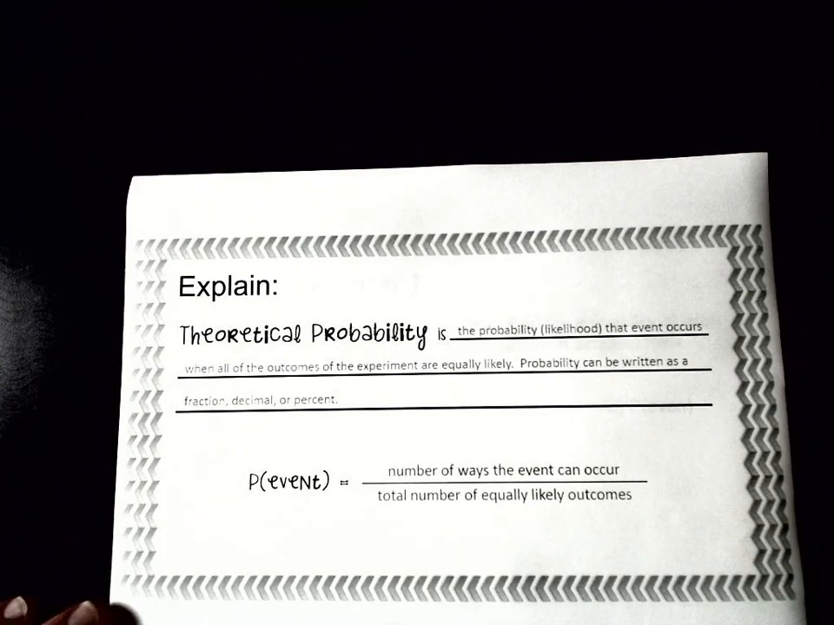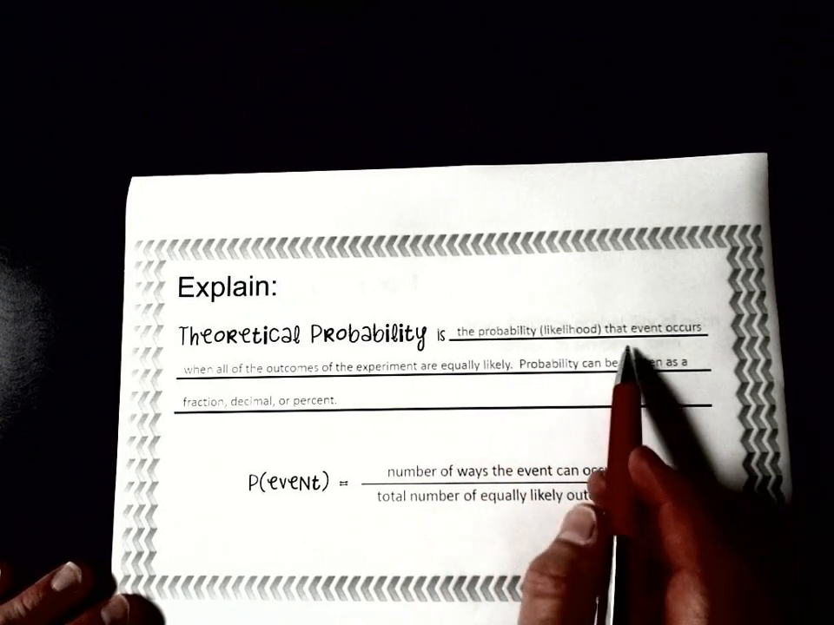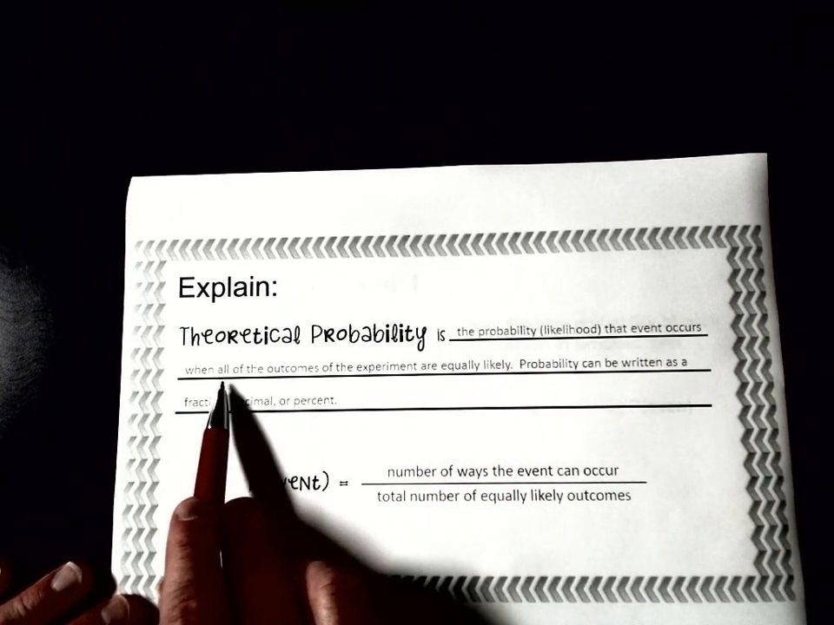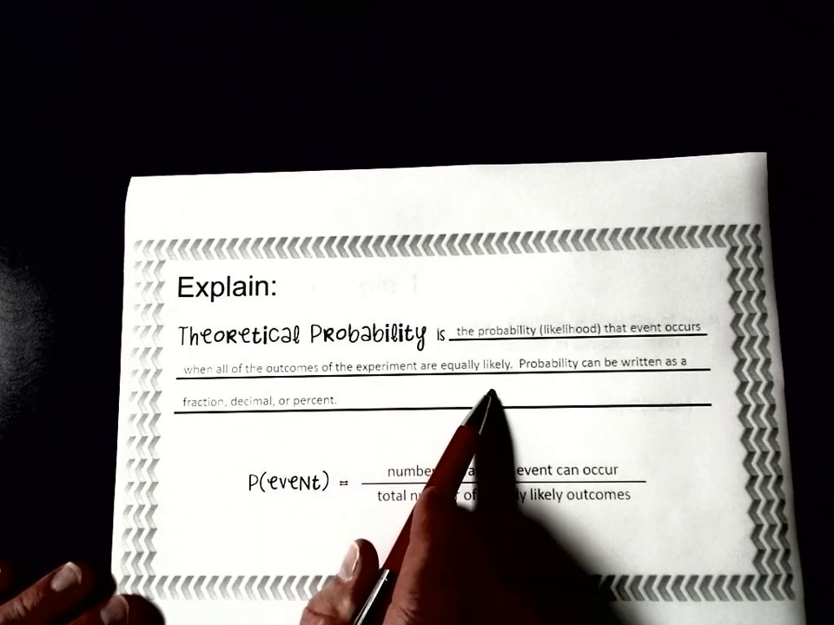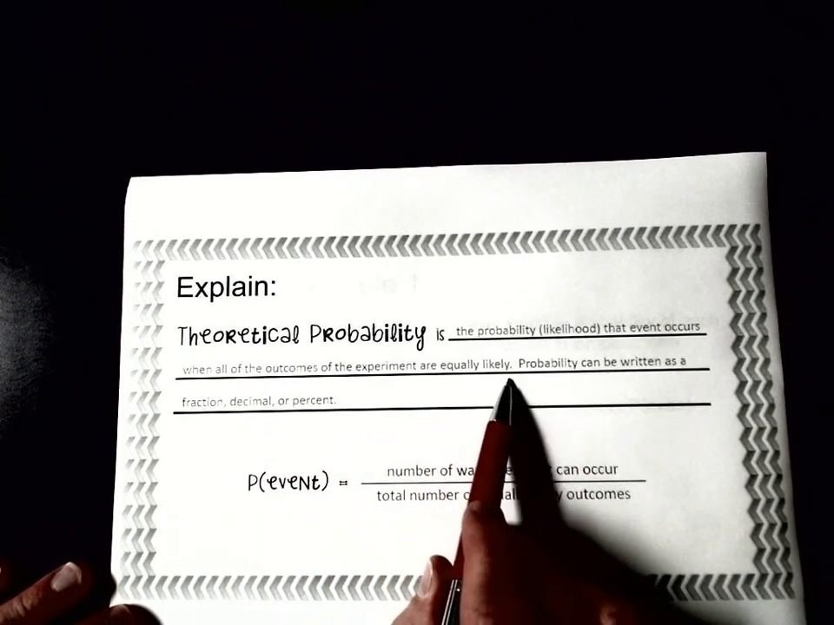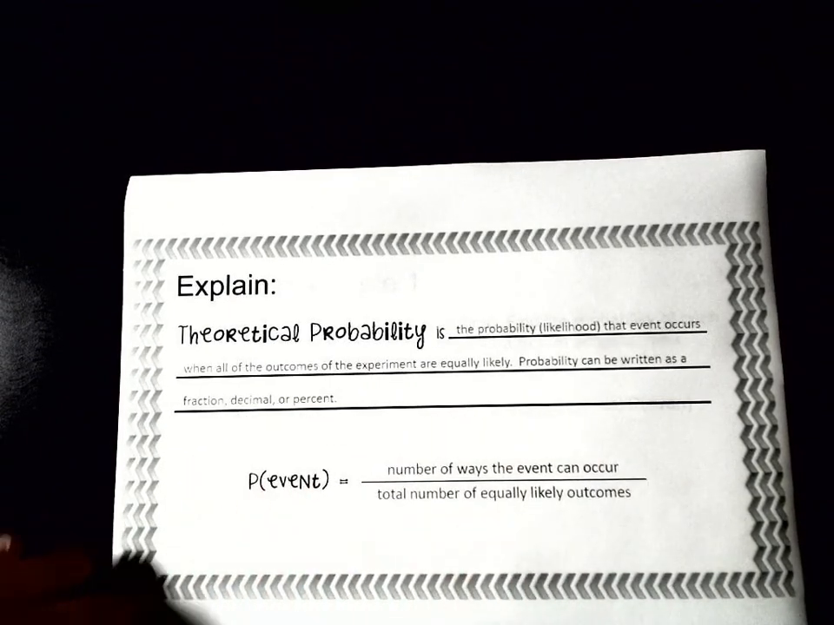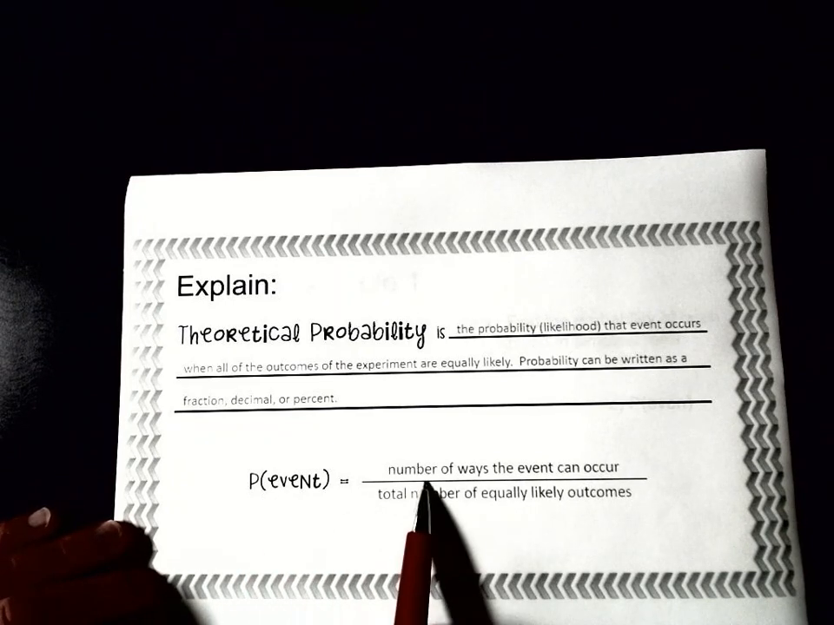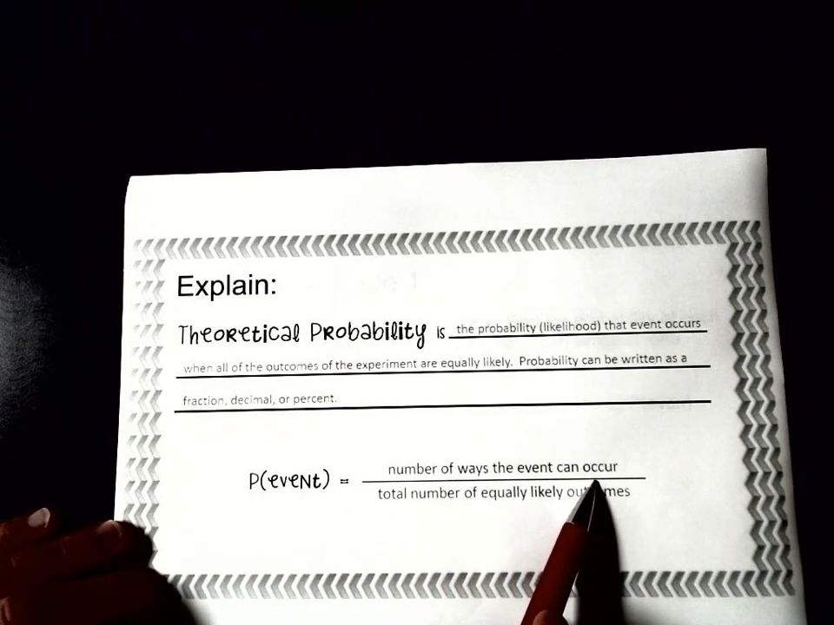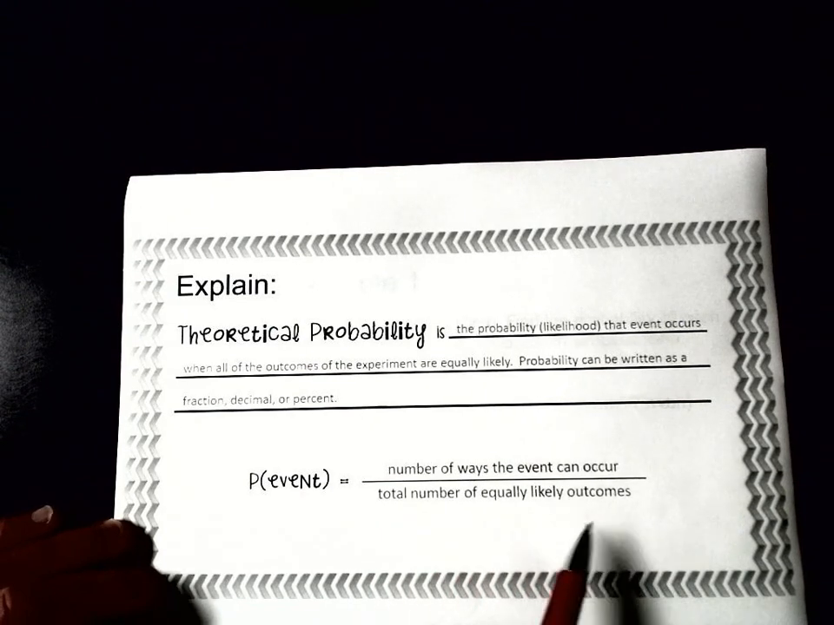Here's the definition. The probability, which is likelihood, that an event occurs when all the outcomes of the experiment are equally likely to happen. Probability can be written as a fraction, decimal, or a percent. We talked about this a couple of days ago. The probability of an event is the number of ways the event can occur over the total number of equally likely outcomes.